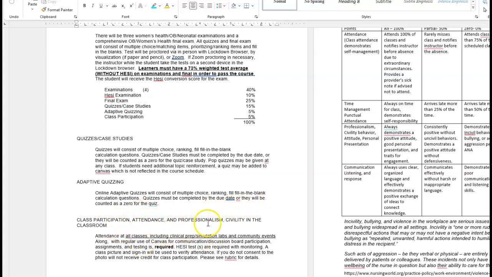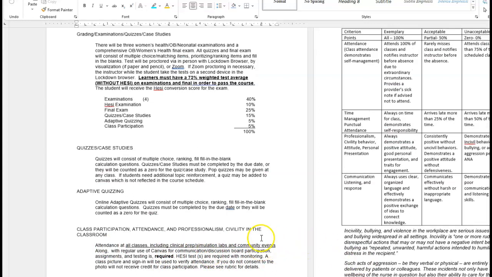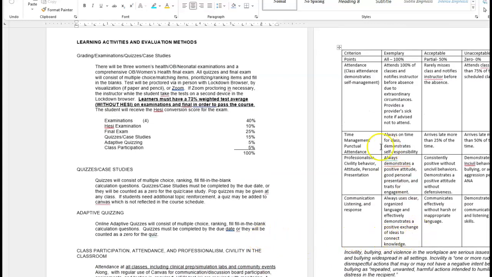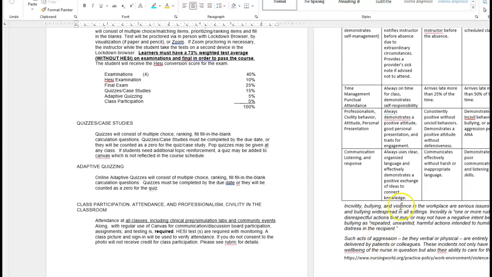Class participation, attendance, professionalism, and civility in the classroom. Again, attendance is required. HESI exams are required, and we'll monitor you to do those. I do have a rubric for professionalism and civility. I do want to show you this real quick first.